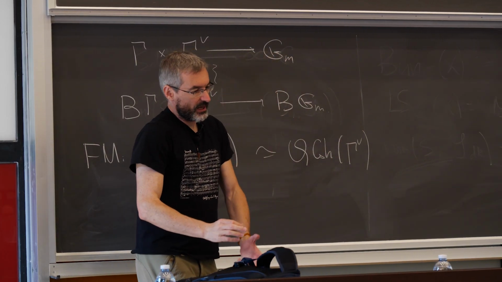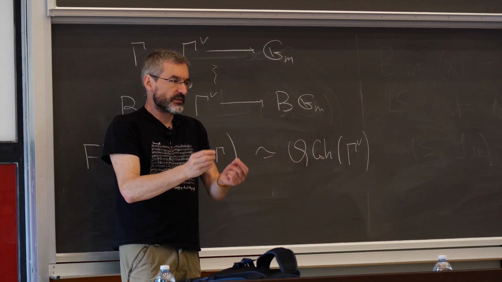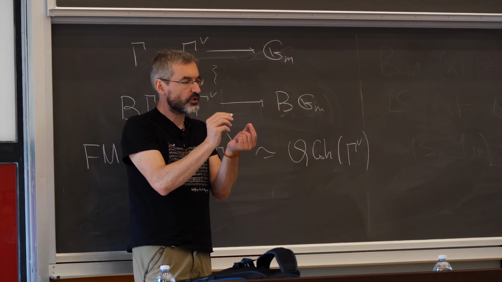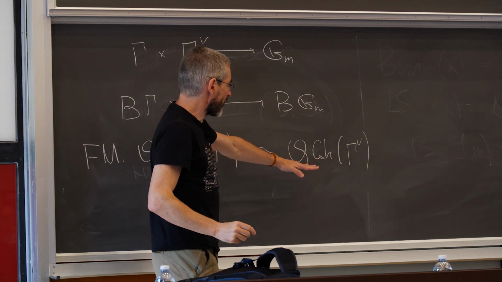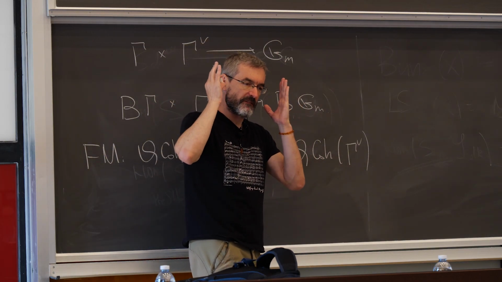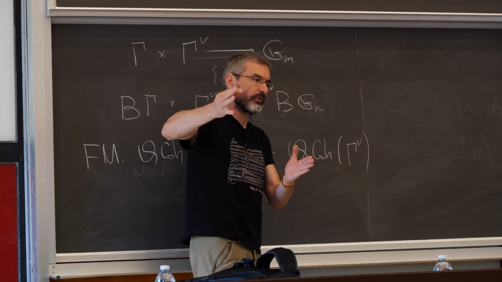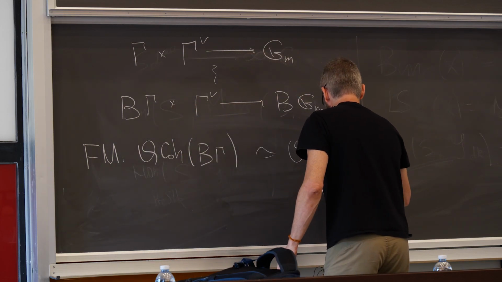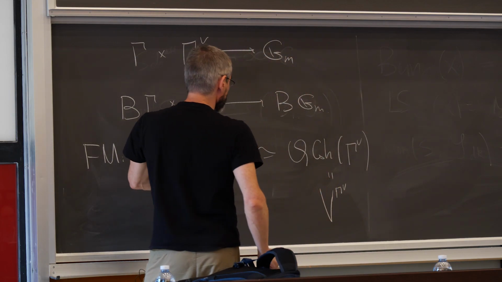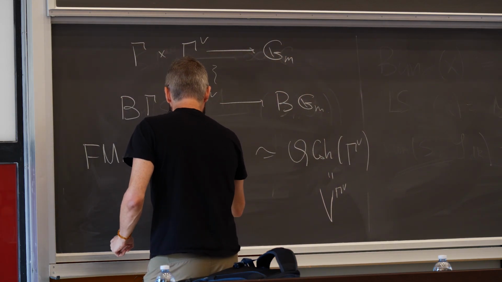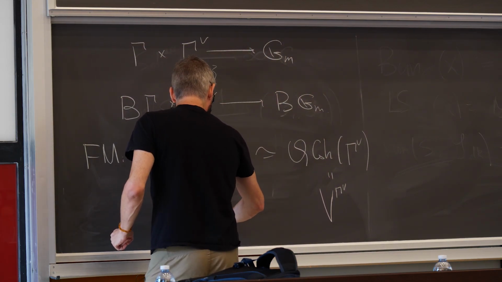But again, gamma check was a finite abelian group, so it's really the most stupid algebraic geometric object, discretely many points. So quasi-coherent sheaves on that is just vector spaces indexed by points of gamma check, or graded by points of gamma check. And this, we just said what it was. This is representations of the group gamma.